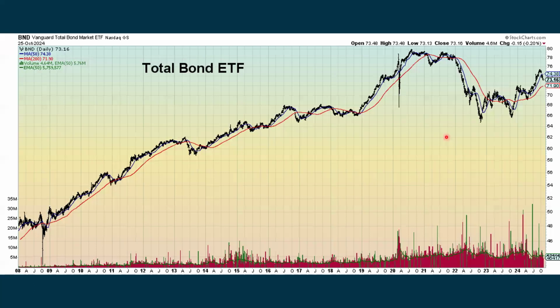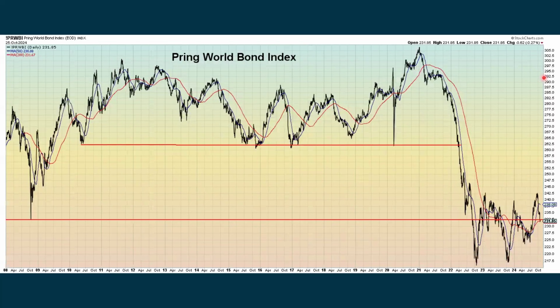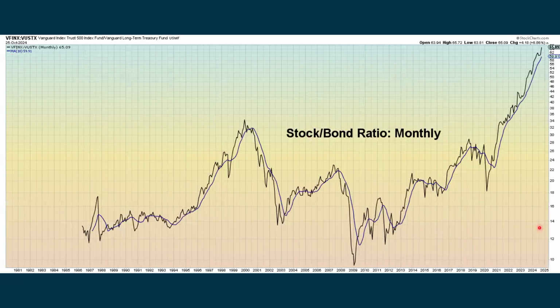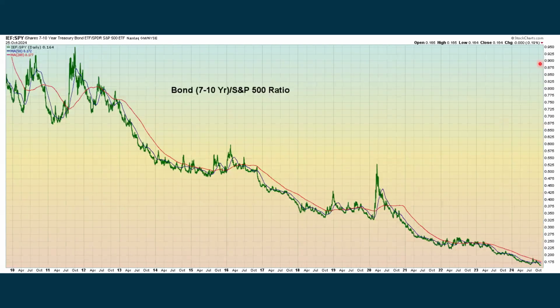And here we look more just at bonds based on price. They're still in an uptrend, but they fell underneath their 50-day moving average. The world index is also in an uptrend, but falling down to its 200-day moving average. But when we look at a long-term chart of stocks versus bonds, stocks really are outperforming bonds, and have been for, well, going back to after the COVID crash.